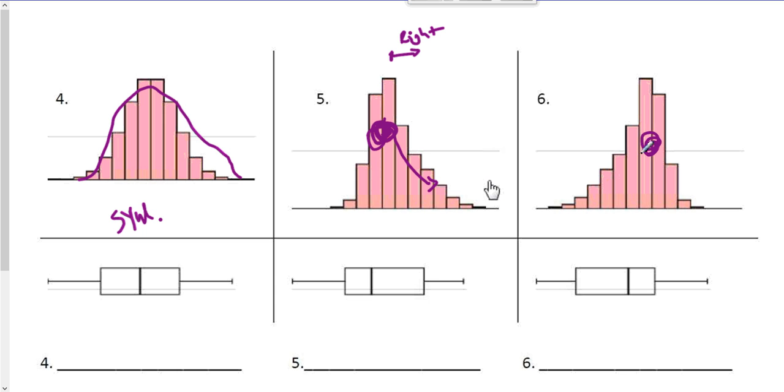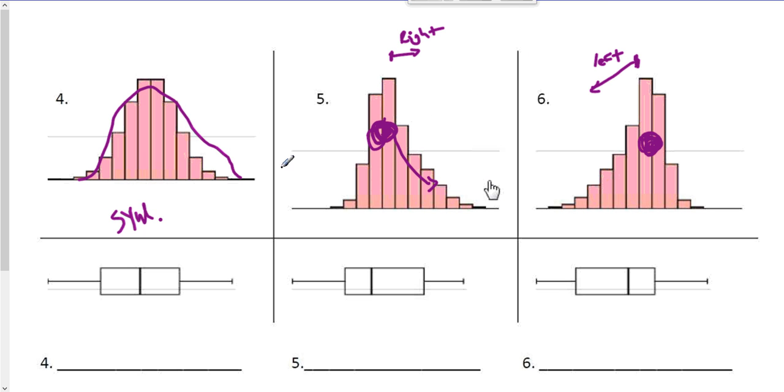Same thing in number 6, most of our data over here. That means that our median is going to be somewhere right there in the middle, but that tail is going to skew our mean to the left. Like I said, listen to the vocabulary there, and skew is that key word.